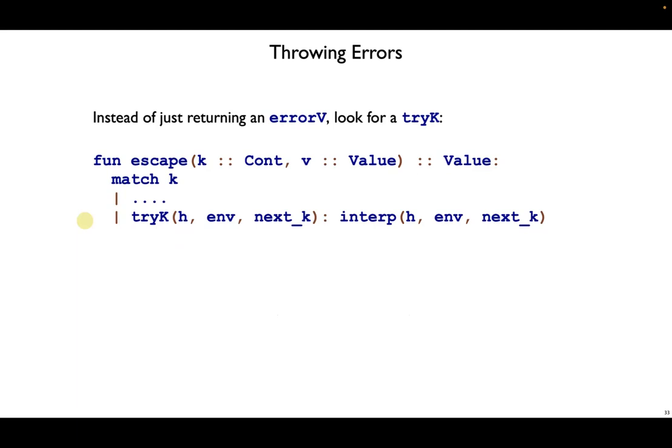If escape finds a try k, then it needs to interpret the handler. So grab that handler h, interpret it in its environment, and then make sure to carry along the next continuation so we don't forget about whatever the try was nested inside. And that's it. Success. We have implemented try catch for Mo.